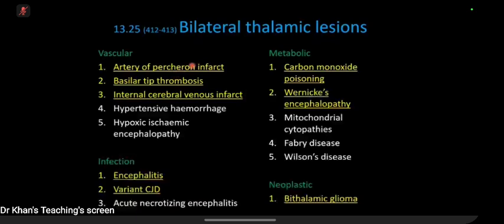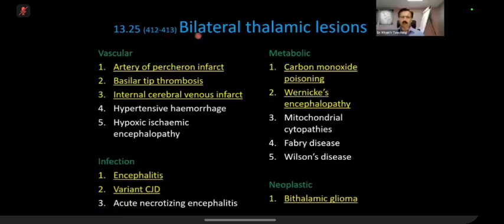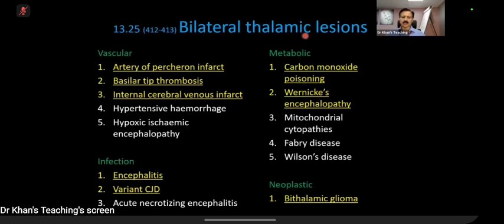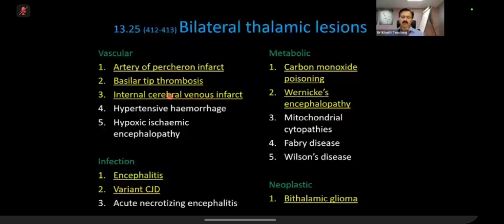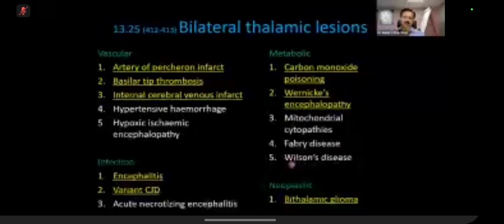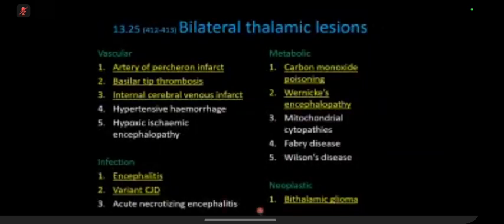So in another differential diagnosis in your book is bilateral thalamic lesions. So you will see that there is a bit of overlap between the two. But there are some conditions in which both of these findings are seen together. You see carbon monoxide can cause this. Internal cerebral venous infarct can cause it. So this is important for the exam. This is important for the exam. And Wilson's disease can also be like that.